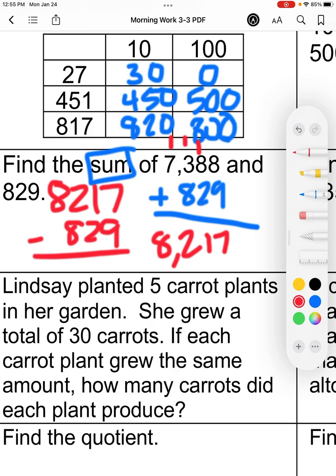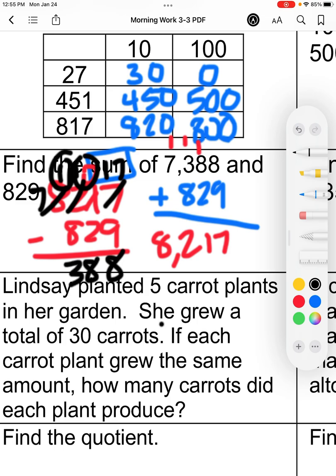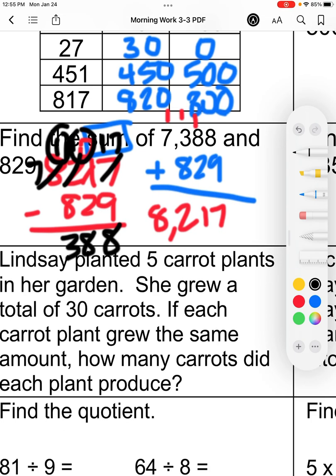7 minus 9 we cannot do, so we're going to go next door, make that a 0. 7 becomes 17. 17 minus 9 is 8. Can't do 0 minus 2. 10 minus 2 is 8. Can't do 1 minus 8. So 11 minus 8 is 3. And bring down the 7. So we match up there.